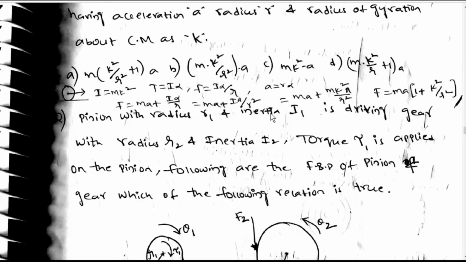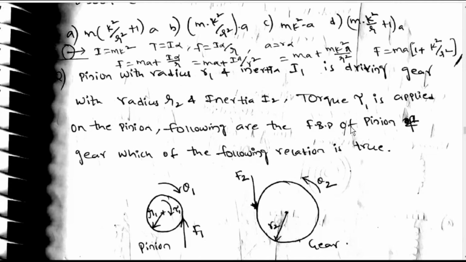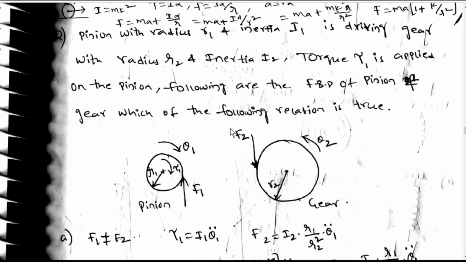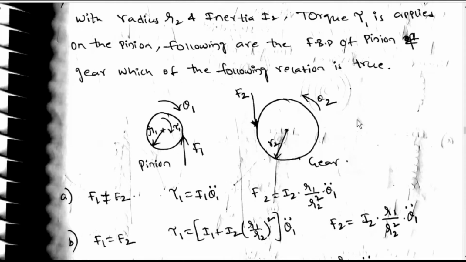A pinion with radius R1 and inertia I1 is driving a gear with radius R2 and inertia I2. Torque tau1 is applied on the pinion. Following are the free body diagrams of the pinion and gear. Which of the following relations is true?